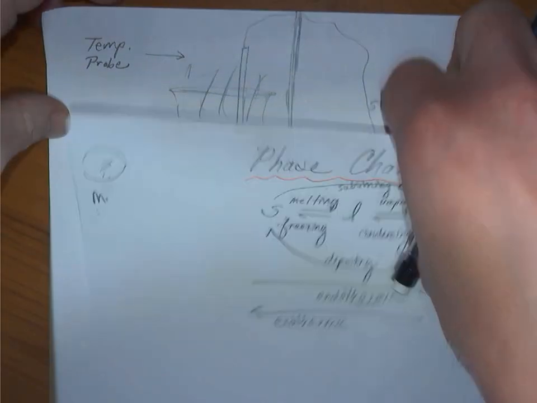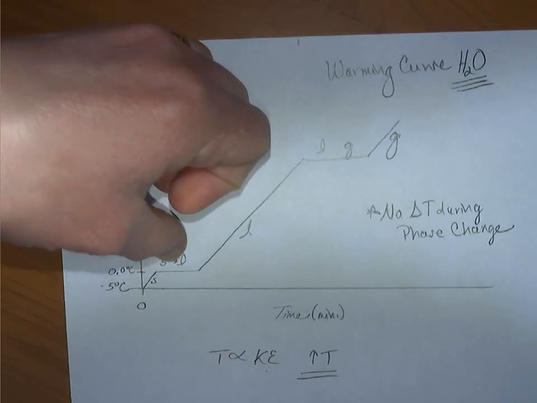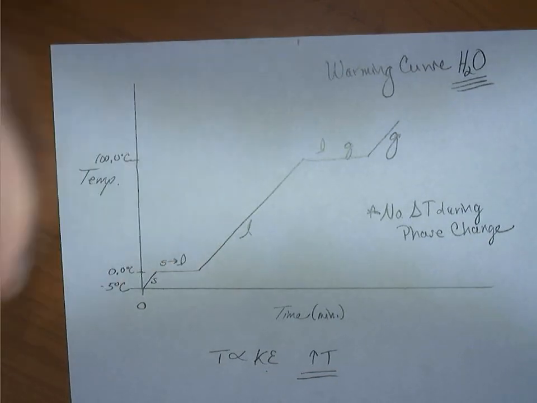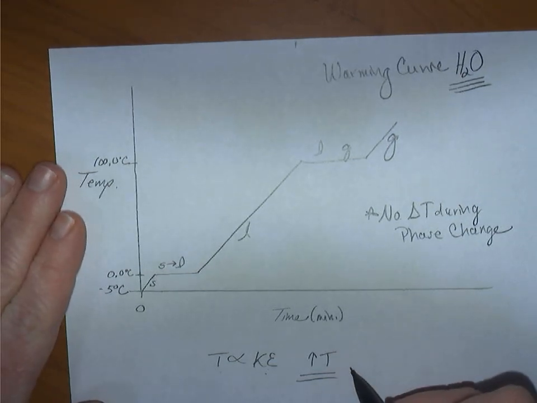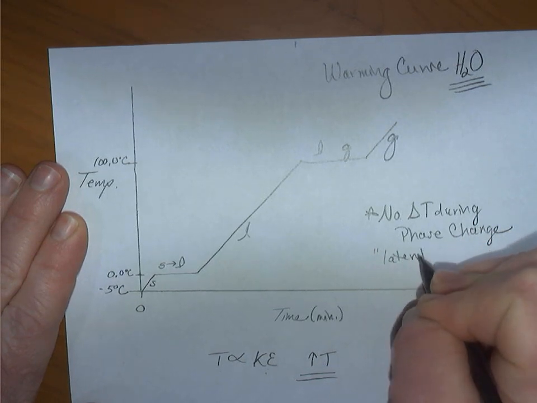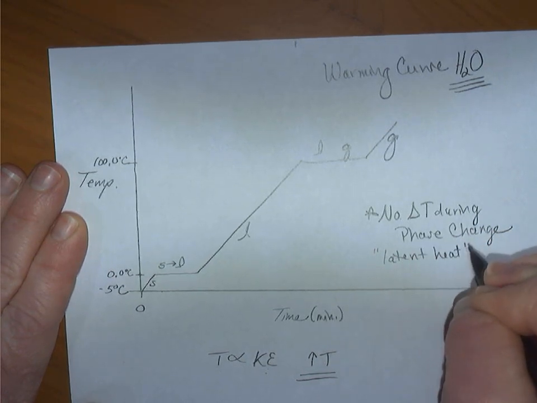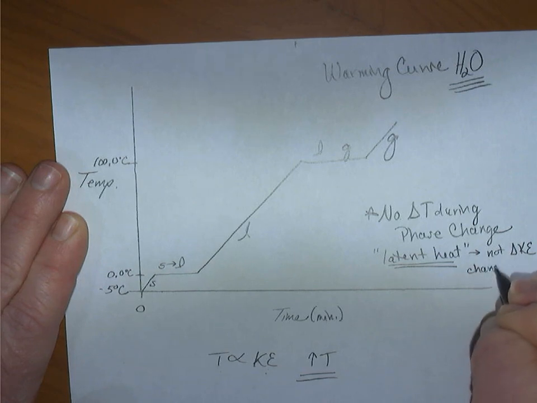Now, remember, temperature is a measure of the average kinetic energy. Here, our temperature is not changing. So where is that heat going? It is going to the phase change. This can be called latent heat. This heat is not changing the kinetic energy. It's changing the potential energy.